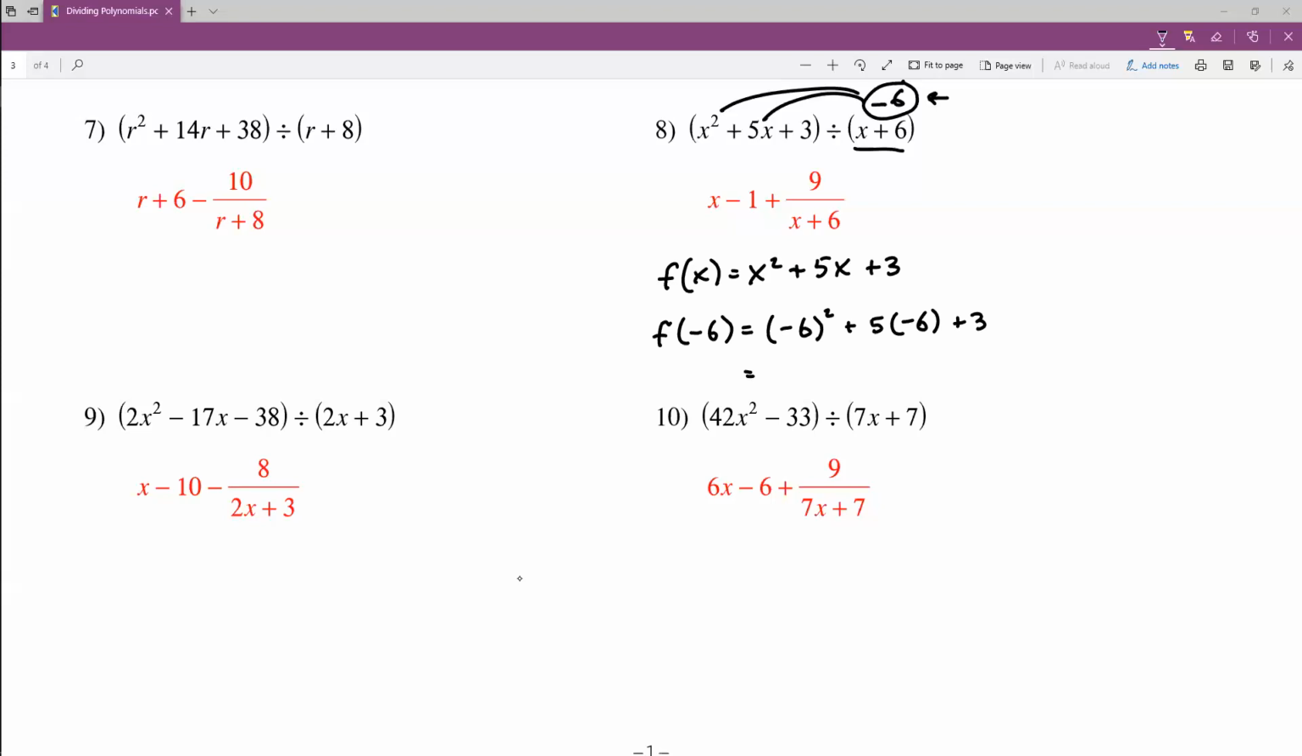Okay, you could do it on the calculator if you want. So that 9 is our remainder. Okay, so we didn't do any dividing there. We just used this technique to find the remainder. And you can see from the answer, the remainder is plus 9, so it matches.